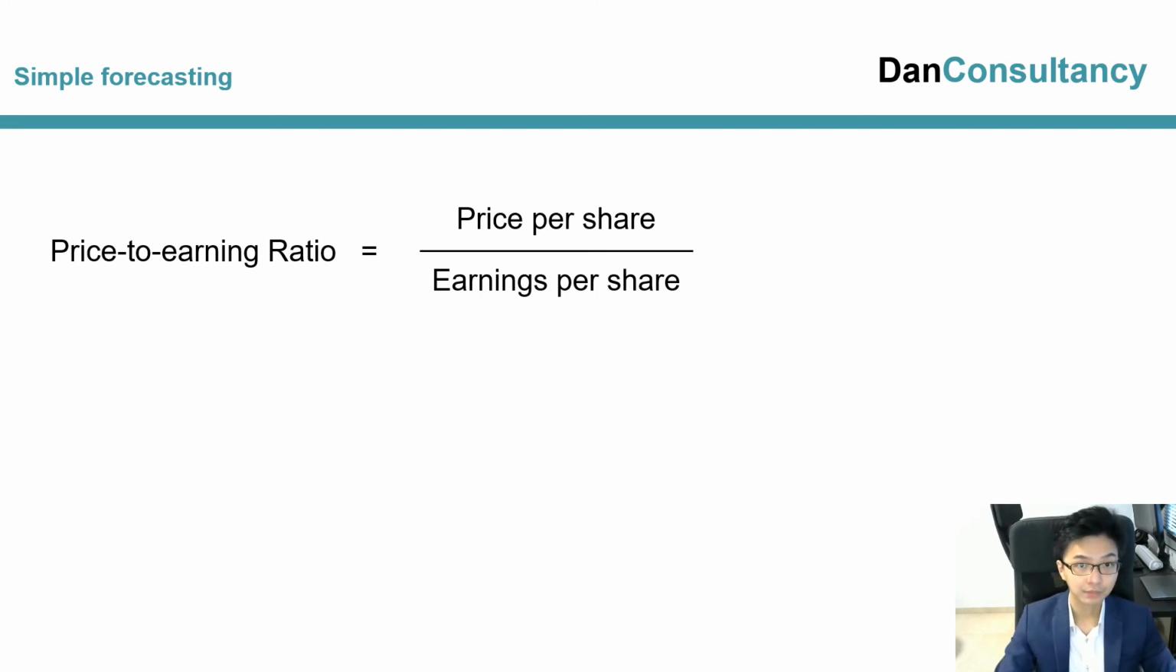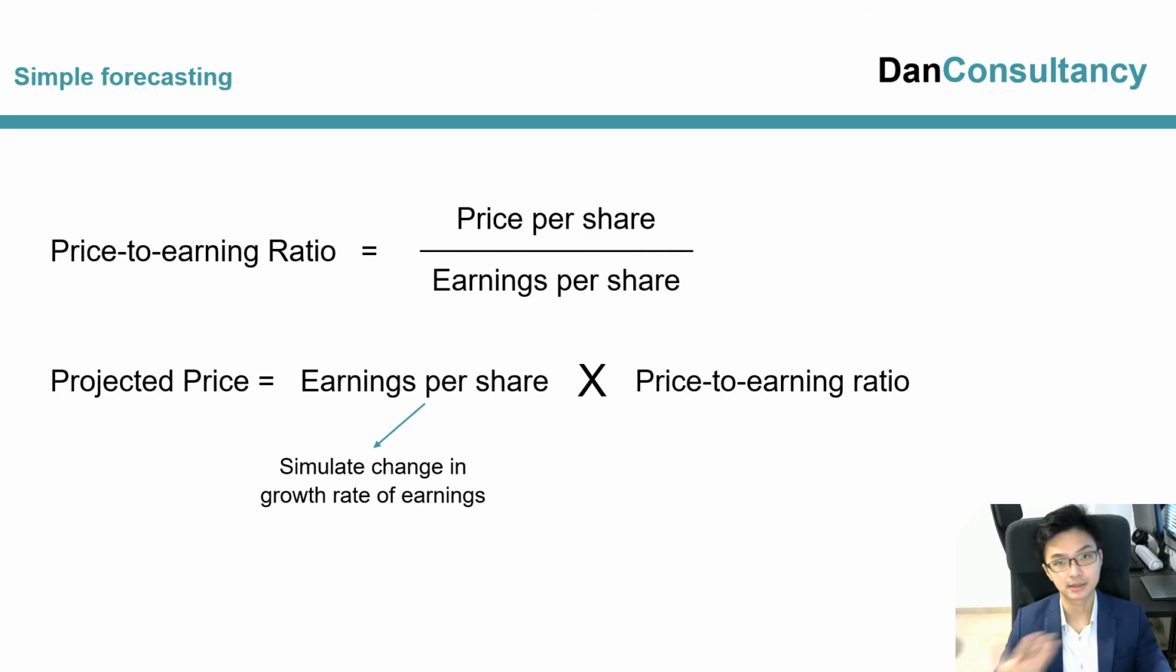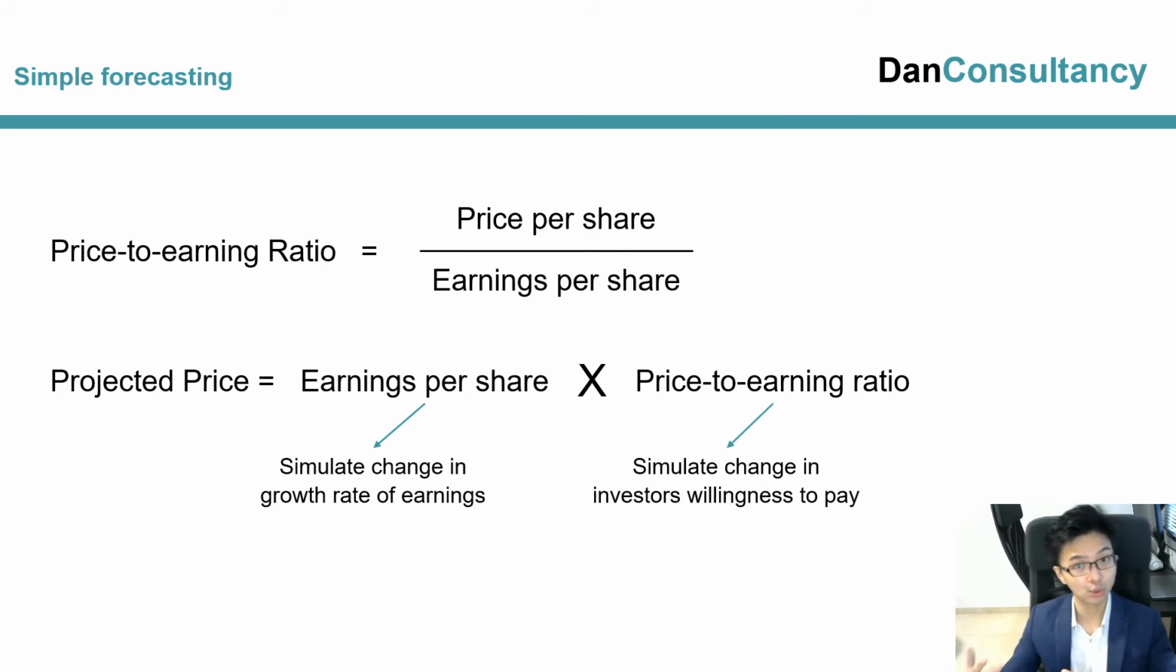For example, if we are trying to calculate the price using the price to earnings formula, all we need to do is to manipulate the earnings per share and the price to earnings variable to derive a projected price level. Right? You can either manipulate the earnings per share to simulate changes in future growth rate in the earnings, or you can manipulate the price to earning ratio to simulate the investor's willingness to pay.